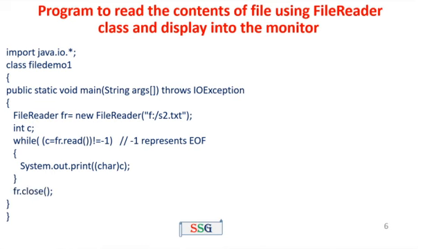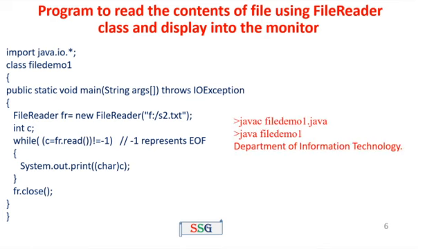Next, after displaying all the contents on the monitor, then close the file reader object, fr.close. Then first close curly brace for public static void main. Second, close curly brace for FileDemo1. Next, we have to compile the program: javac FileDemo1.java. Then java FileDemo1. It displays the contents on the monitor, that is Department of Information Technology. The content of s2.txt is now displayed on the monitor.